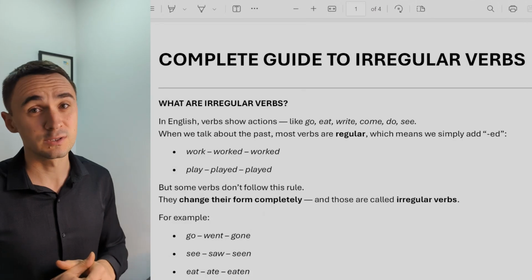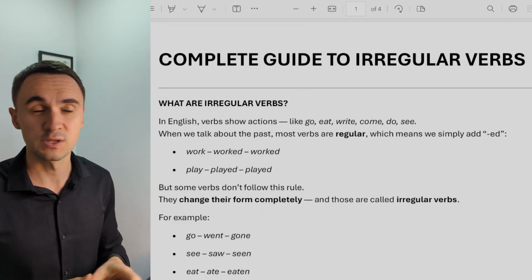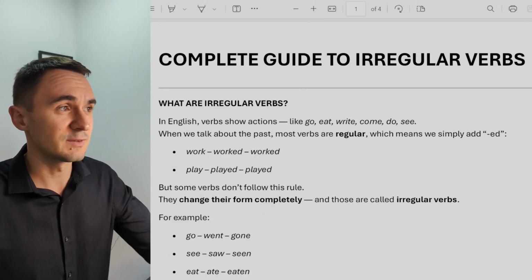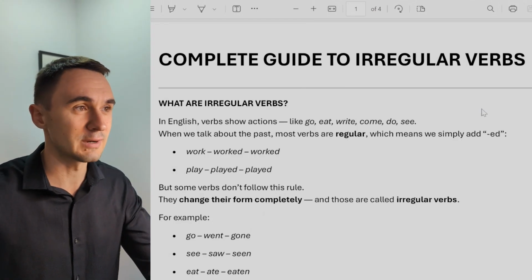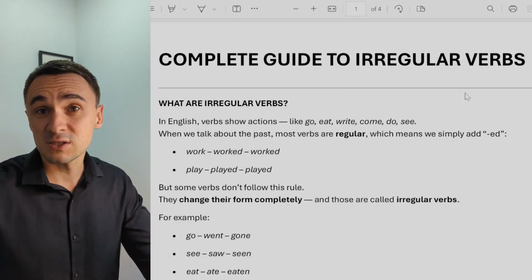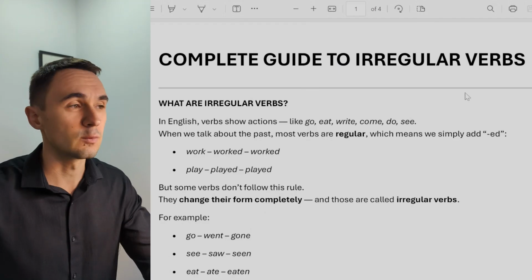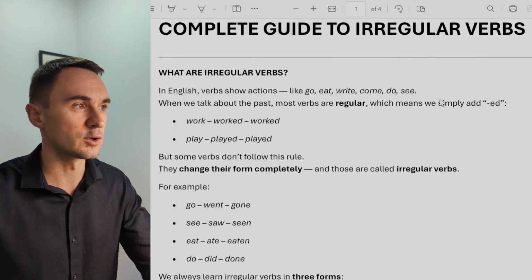And today we are going to talk about irregular verbs. So the name of today's video is Complete Guide to Irregular Verbs. And let's start off with a very simple question. What are the irregular verbs?